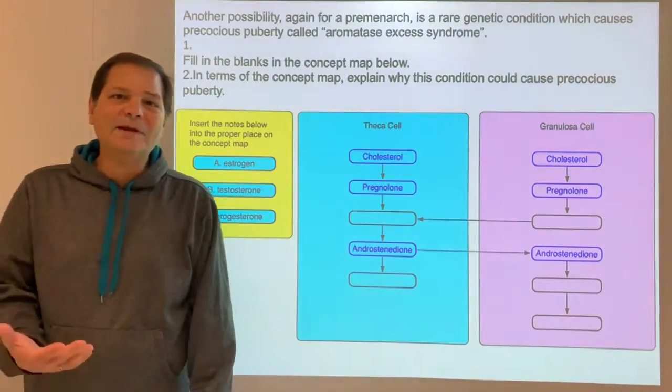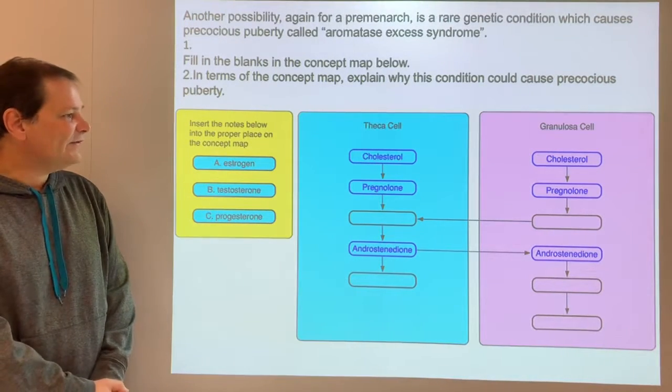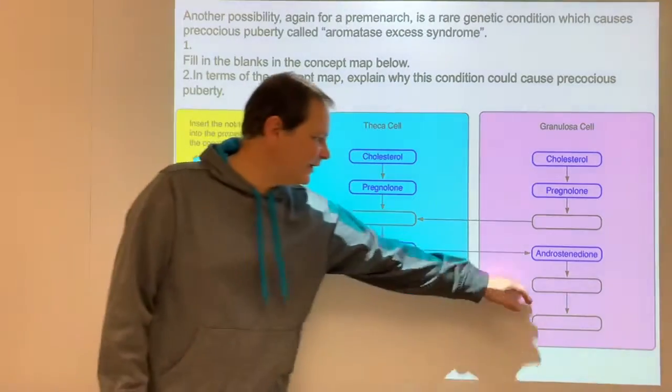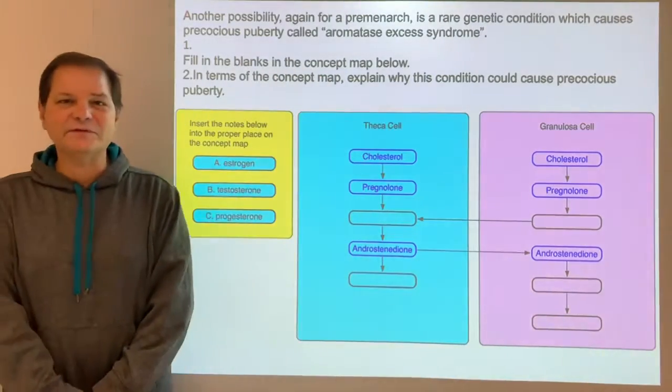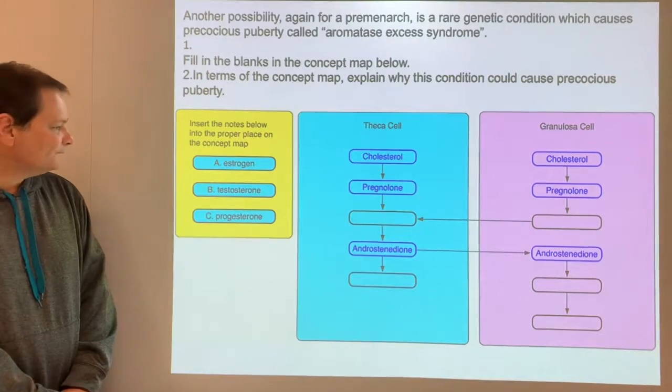And so what's happening is you have excess aromatase, you produce excess estrogen, and that'll cause a precocious puberty. Okay.